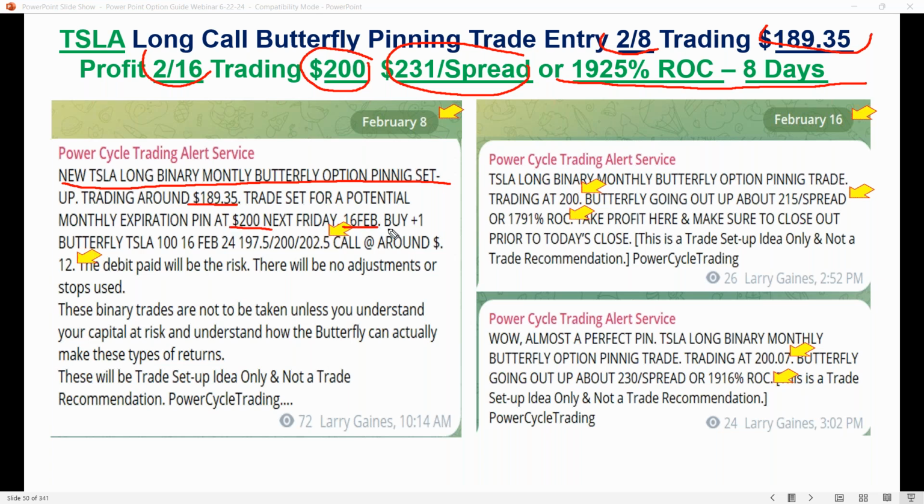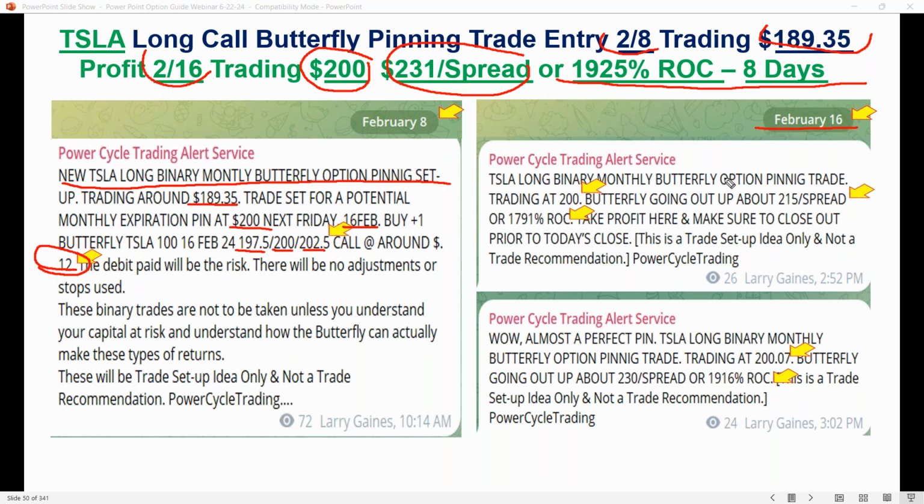So we went out and bought the 16th February butterfly, the 197.5, 200, 202.5. That was a $2.50 wide spread, or $250. The cost of the trade was 12 cents, or $12. So very low. If everything went wrong, you'd lose 12 bucks. But if everything went right, you have potential to make over $230.